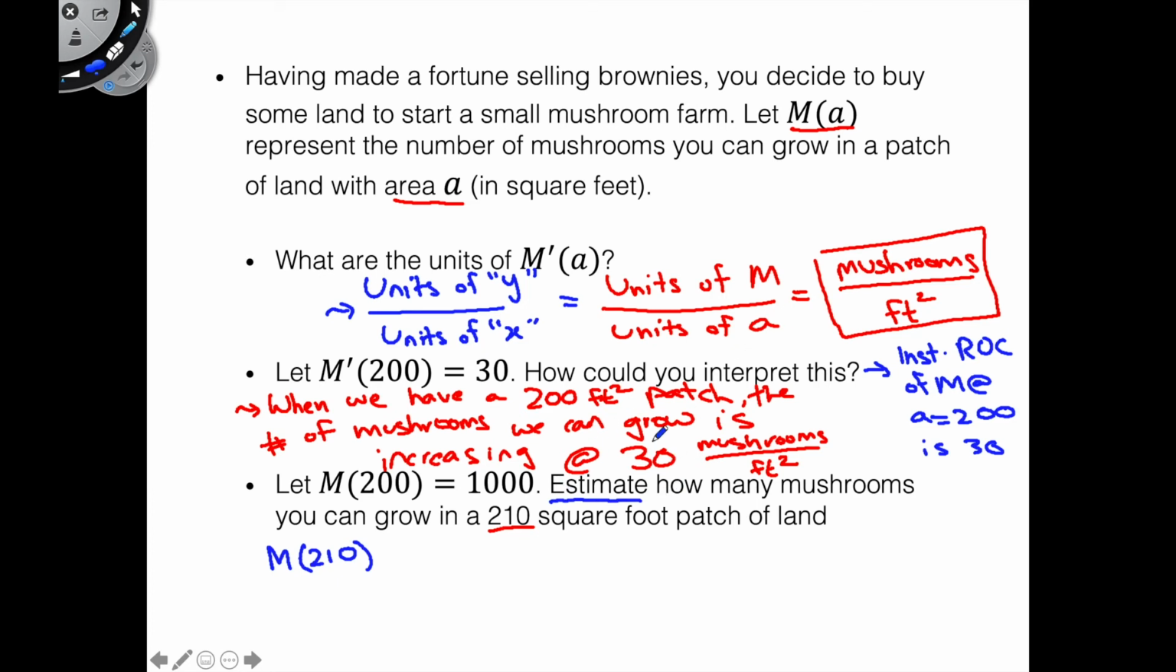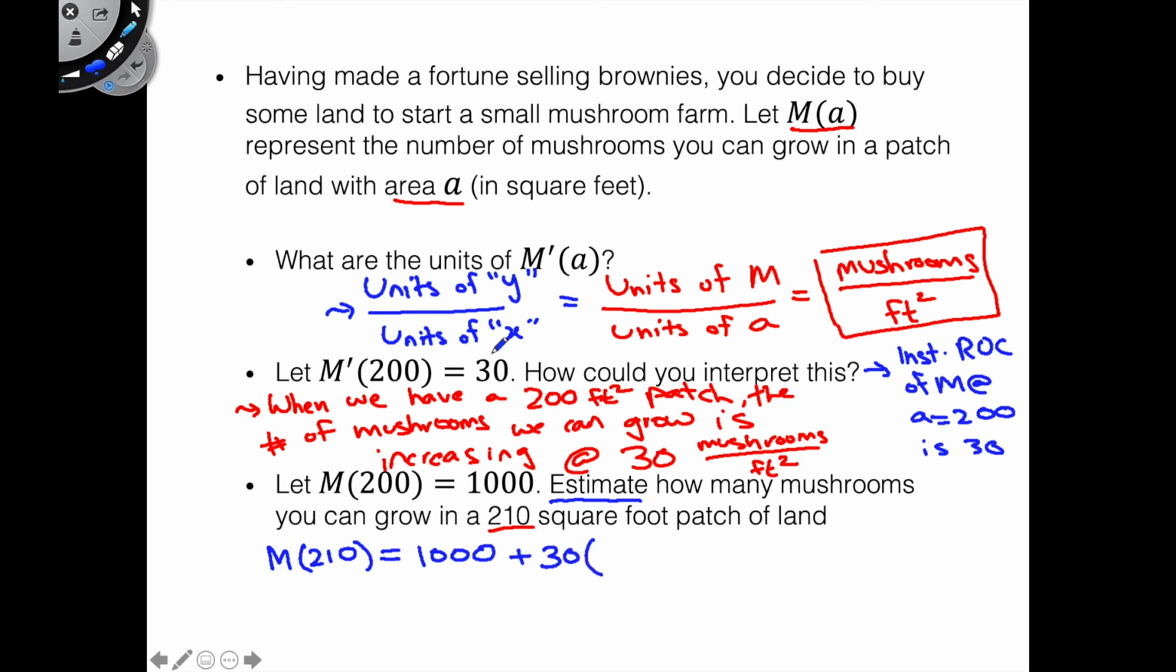So once again, we remember that we can start at 200, because we know it's happening at 200. 210 is pretty close to 200. So we want to start with that 1,000 there. Let's start there. And then we know that around 200, our rate of change is 30 mushrooms per square foot. So let's tag on that 30 there.